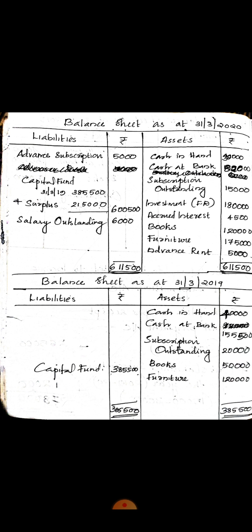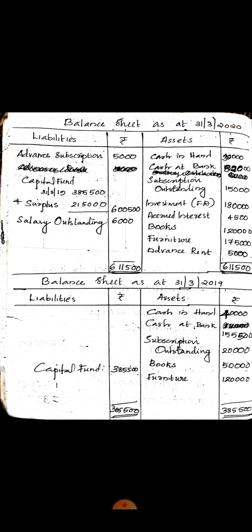Next, balance sheet as at 31st March 2020. Advance subscription 5,000, which is given in the receipt and payment account. Advance subscription is a liability. Then capital fund. Opening balance 3,85,500 plus surplus transferred from income and expenditure account 2,15,000. Capital fund as on 31st March 2020 is 6,00,500. Salary outstanding 6,000.